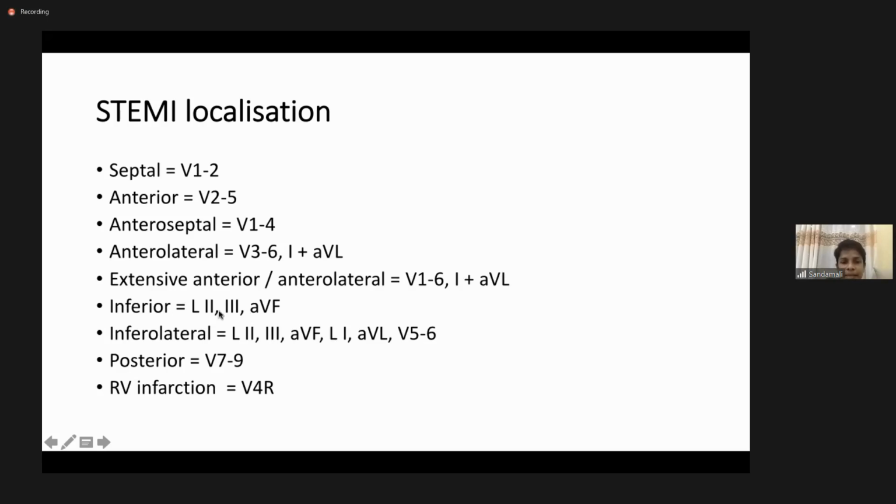And if the inferior leads are involved, it is inferior STEMI: 2, 3, aVF. In addition to inferior leads, if lateral leads are also involved, it is called inferolateral STEMI. And posterior STEMI is diagnosed when ST elevation occurs in posterior leads, those are V7, 8, and 9. And RV infarction is detected when there is ST elevation in V4R, which is a right-sided lead.